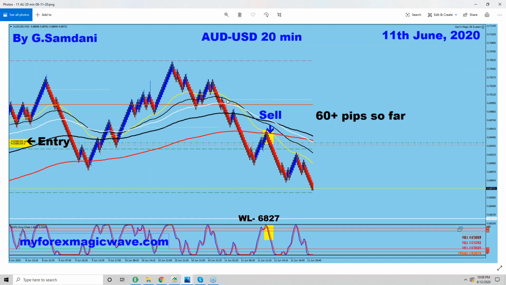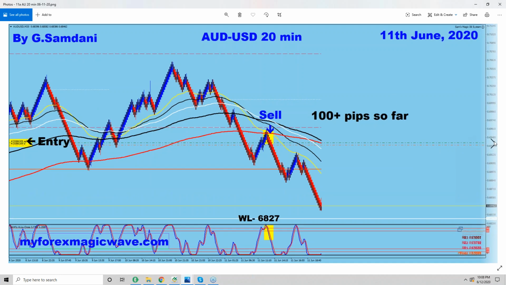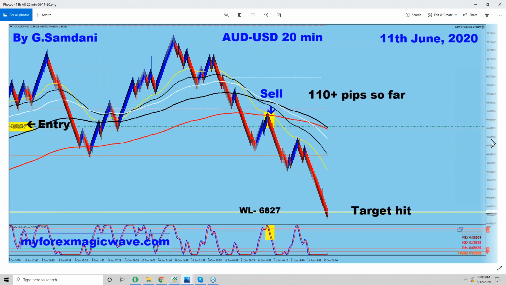You see this, the day started here, and then Aussie USD also went down a little bit more. The target was this. So 68.27 was the target. First I recorded the chart, and then I didn't close it. I was waiting for the target, and finally we hit the target.